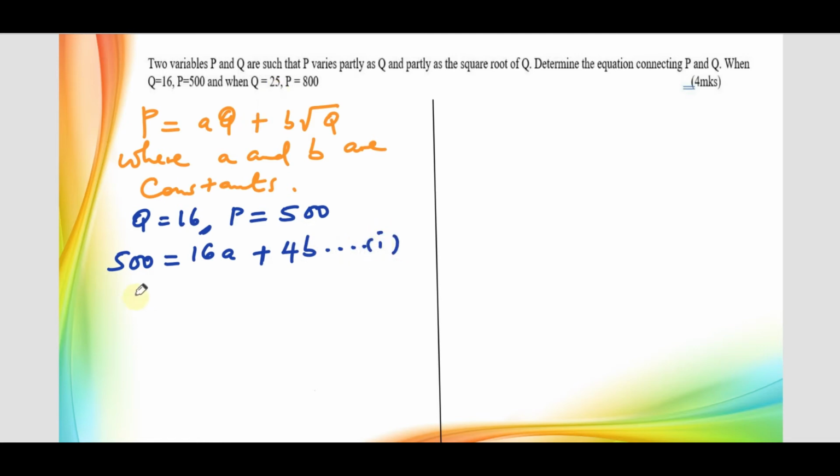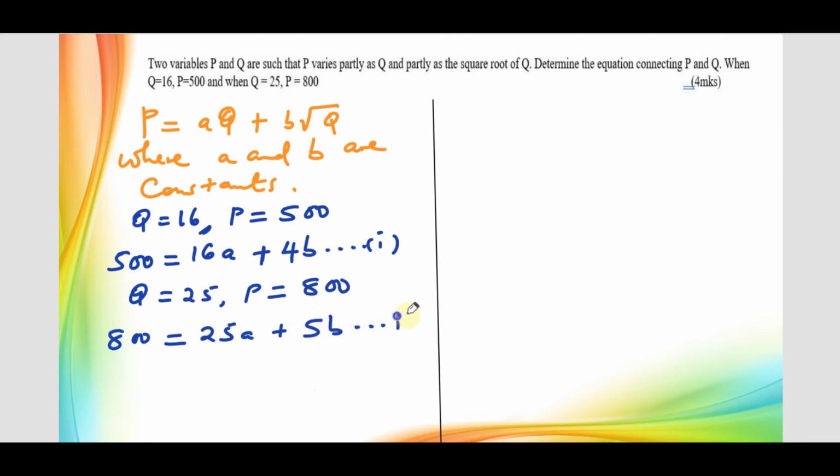Then the other part, when q is equal to 25, p is equal to 800. Substituting these, you get 800 is equal to 25a plus the square root of 25, which is 5b. So this is equation 2.